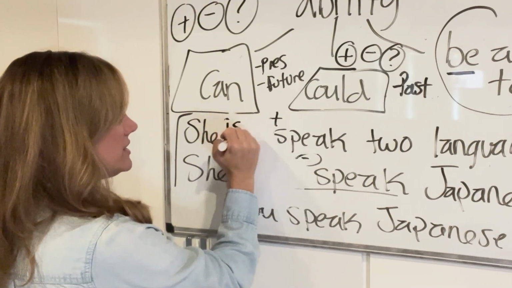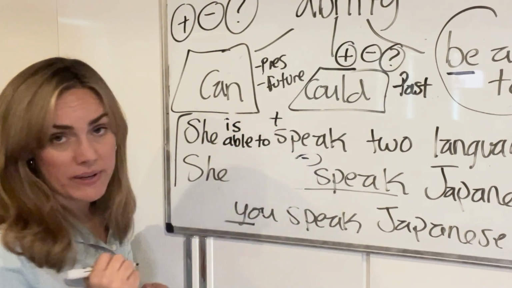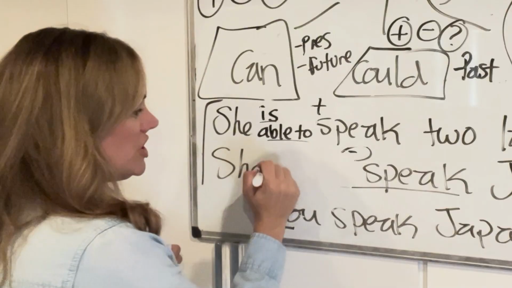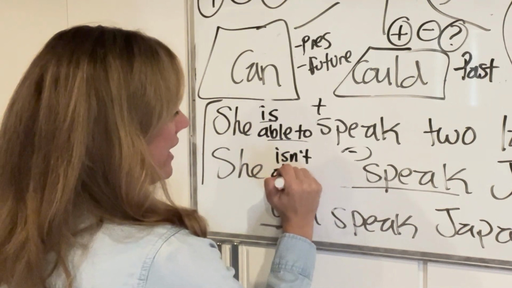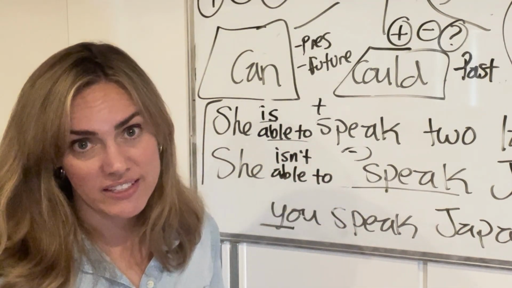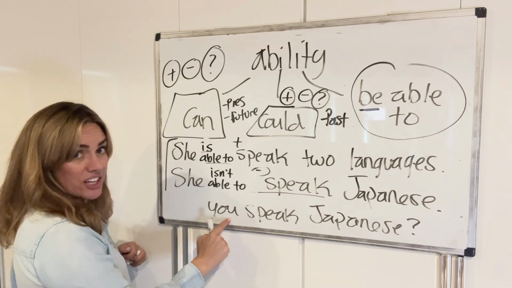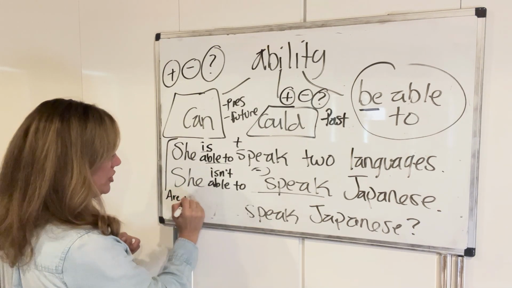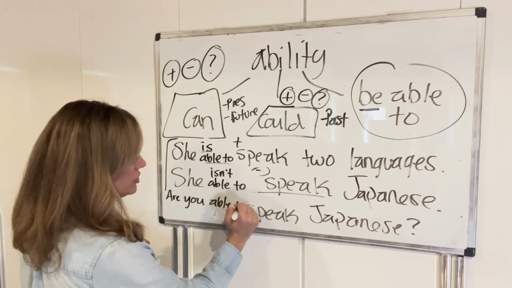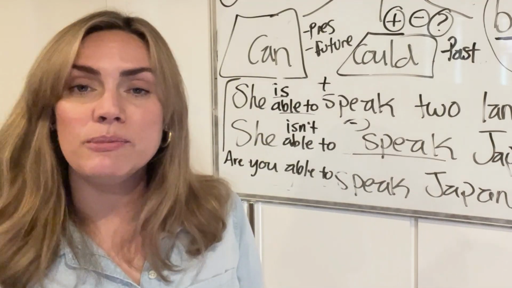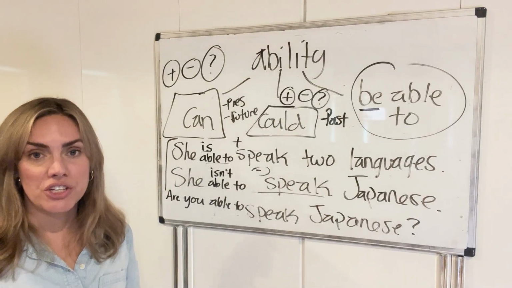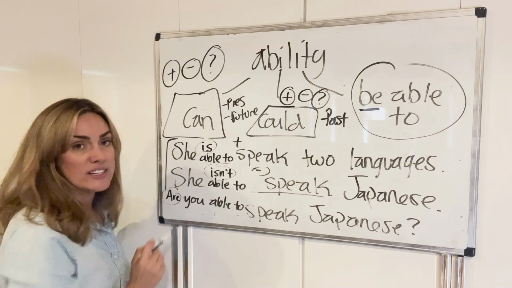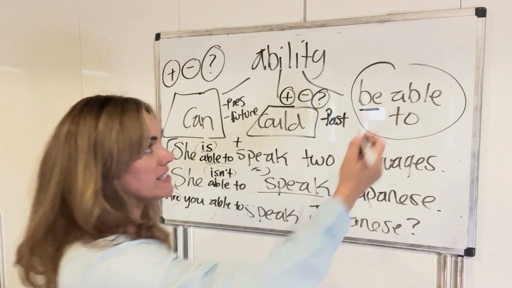She is able to speak 2 languages. She isn't able to speak Japanese. Here the subject is you, so we can say, are you able to speak Japanese? And now I'm using it as a question. But notice the verb tense for all of these is what? Present. This is present, okay?